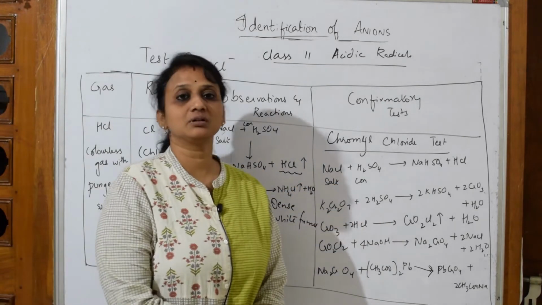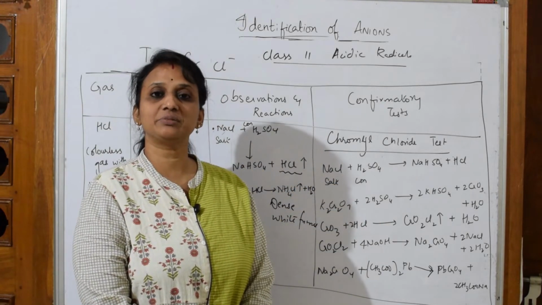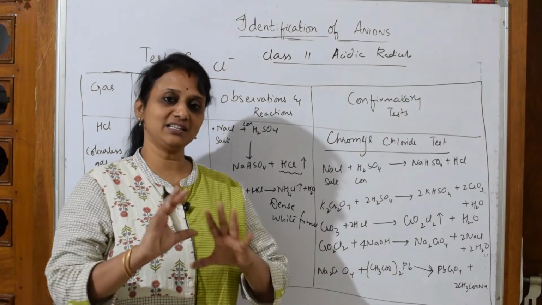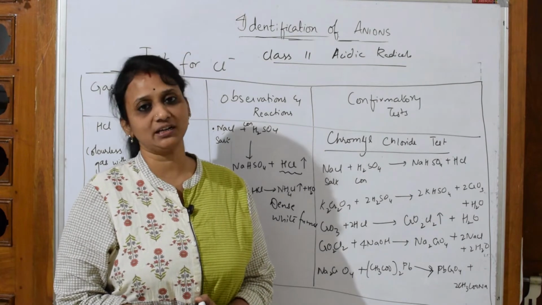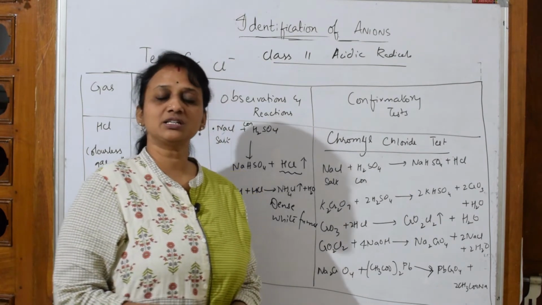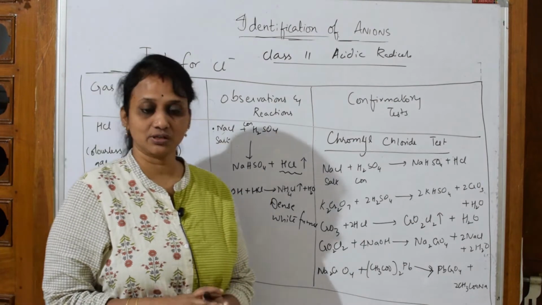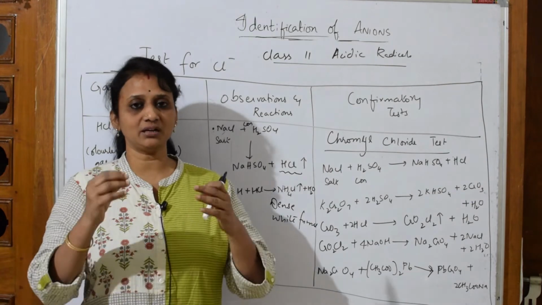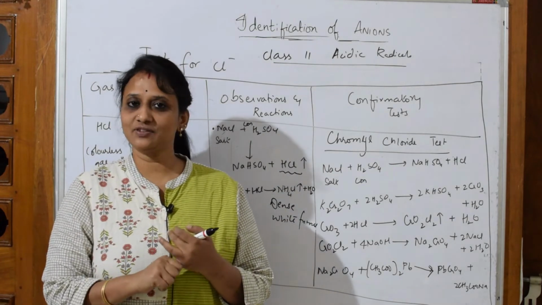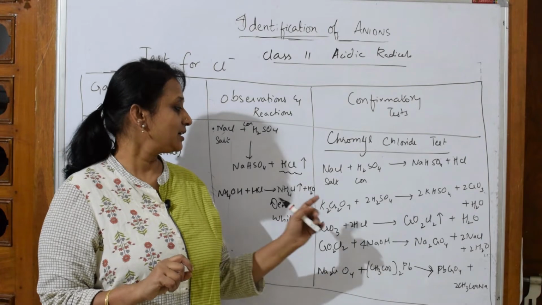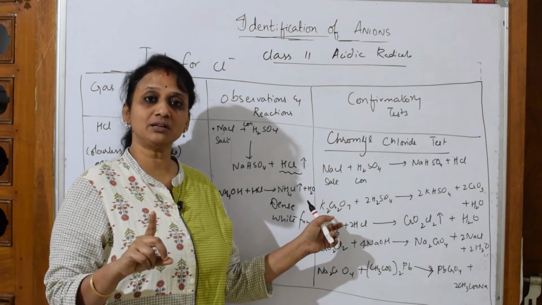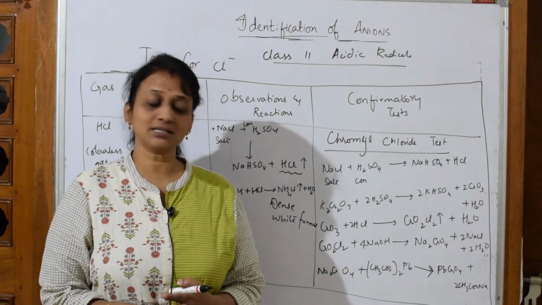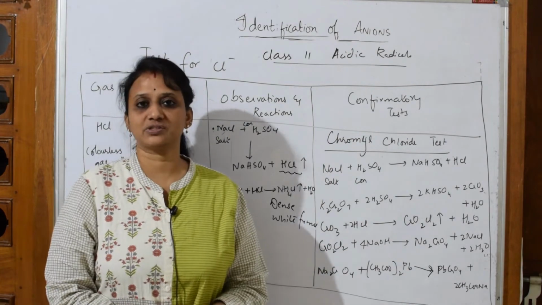Now I'm going to the confirmatory test of chloride. The most common, very important and easy way to analyze chloride is the Chromyl Chloride Test. Let us see the procedure first and then go to the reactions. What do we require in the Chromyl Chloride Test? I require the salt already given to you, test tubes, potassium dichromate, which is an oxidizing agent, concentrated sulfuric acid, as well as sodium hydroxide.